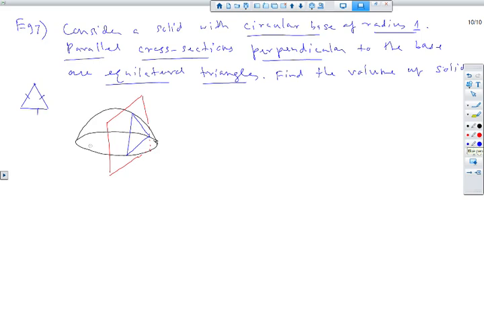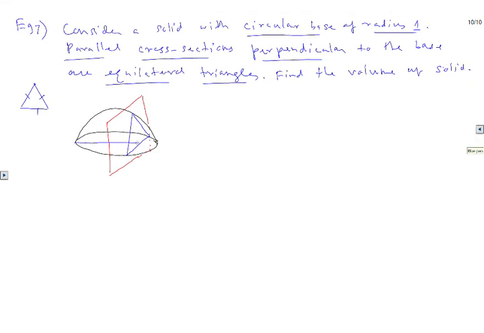Okay, I hope it's clear now. So each cross section is a triangle. That's the xth position. Let's say this is your 0, and this is the y-axis. That's the x-axis going like that. You see that the cross section is a triangle, which is an equilateral triangle.